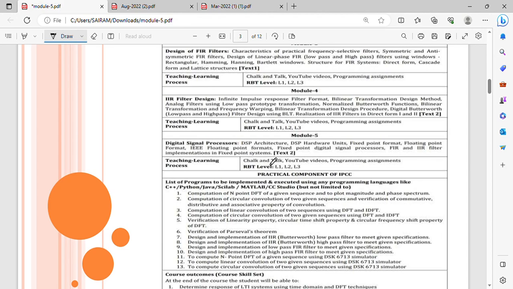So that means how you implement your FIR and IIR filter. You know what FIR is, right? FIR and IIR filters with respect to your fixed point system. So that is what you are going to learn.